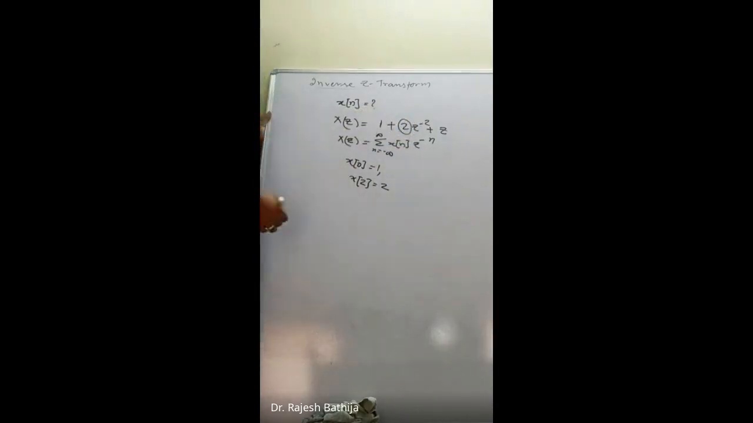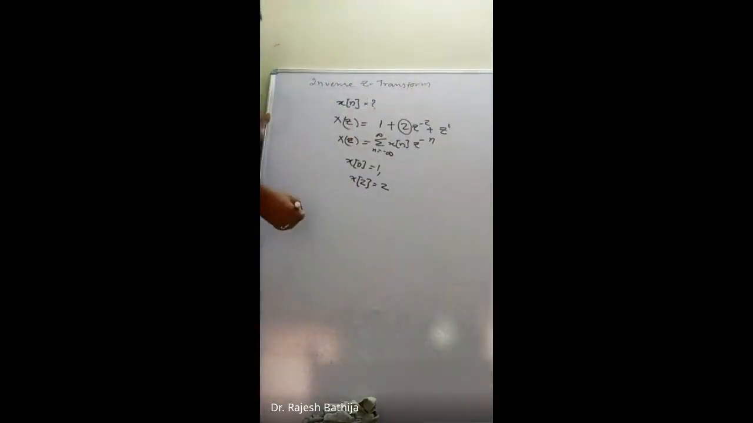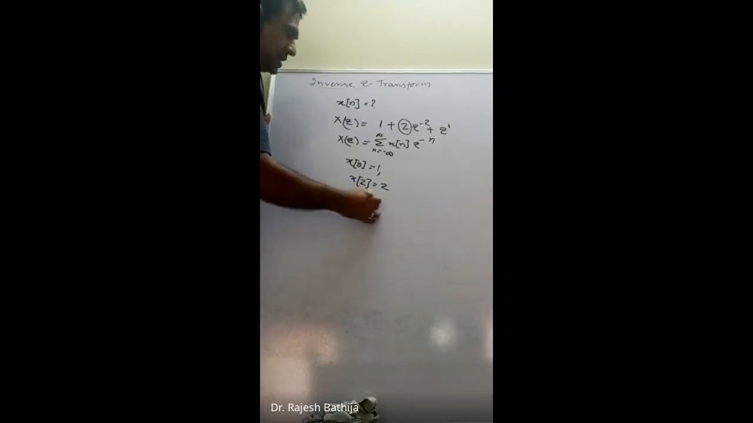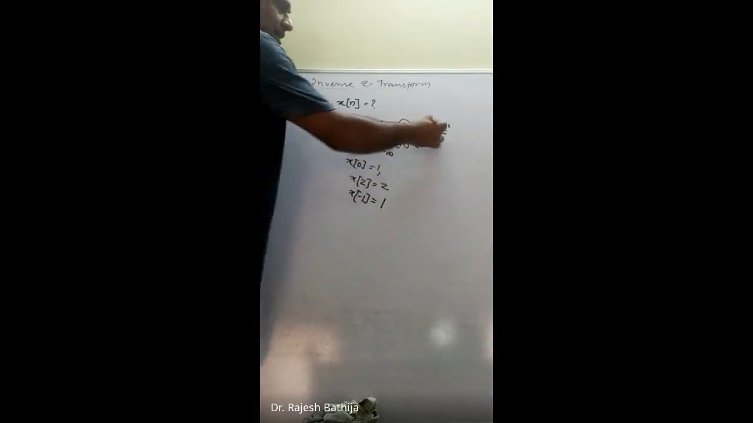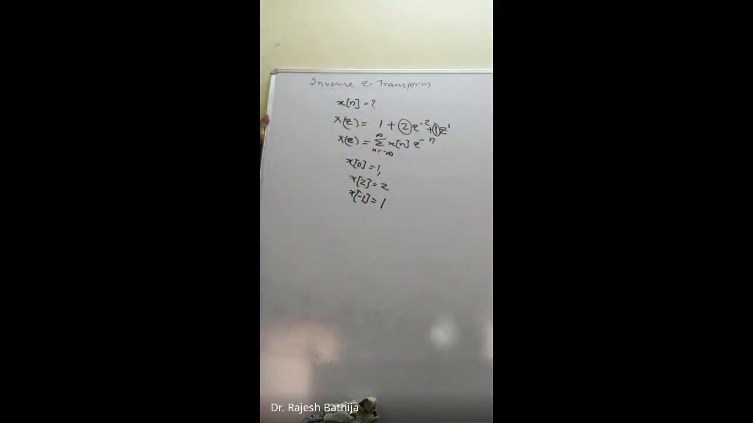This is the factor. And here the power is not given, so the power will be 1: z to the power plus 1. So it will be x of minus 1, and the value is the factor of this. The factor is 1 here. Nothing is written, it means it is 1.